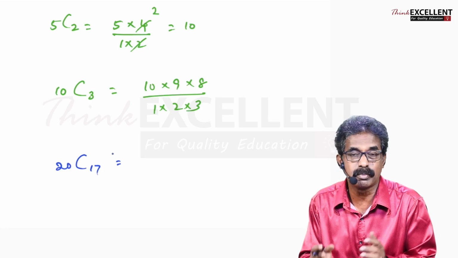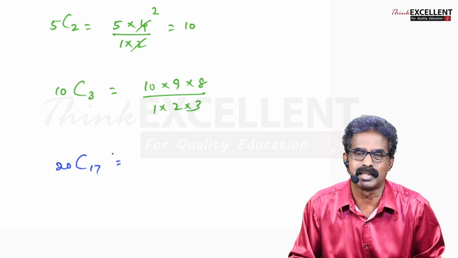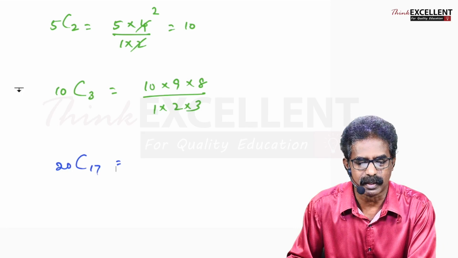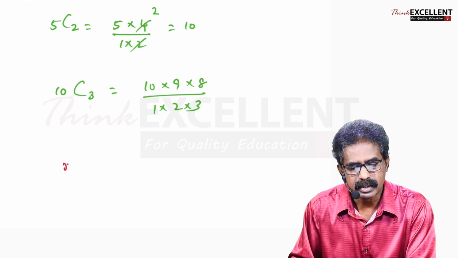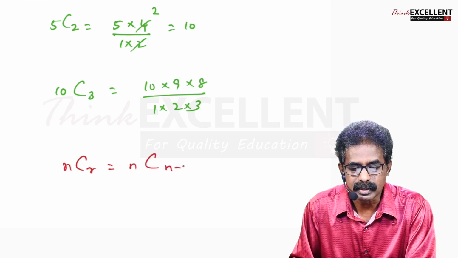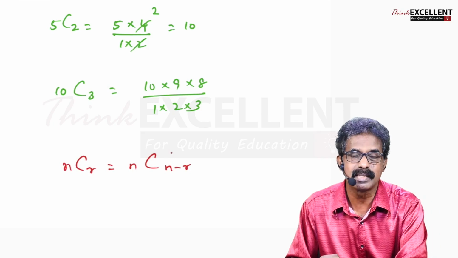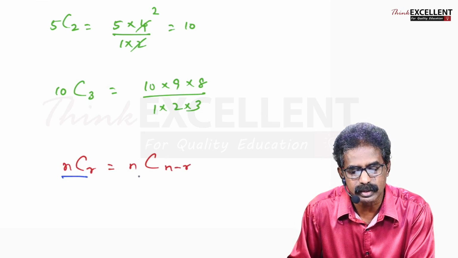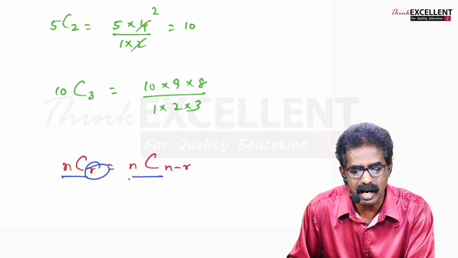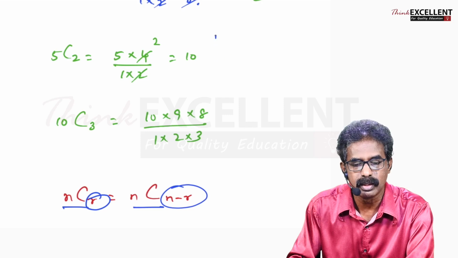But please listen, that's the beauty of mathematics. Whenever you find something difficult, they find some new result. There is a result: nCr is equal to nC(n minus r). nCr equals nC(n minus r). Listen, nC, no change, here also nC. Instead of r, you write n minus r.